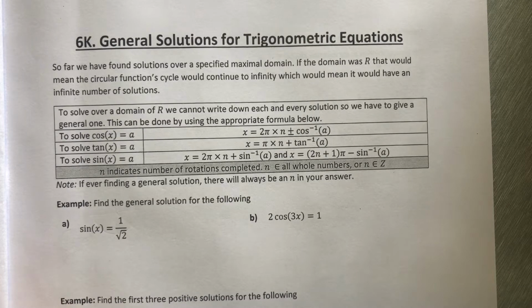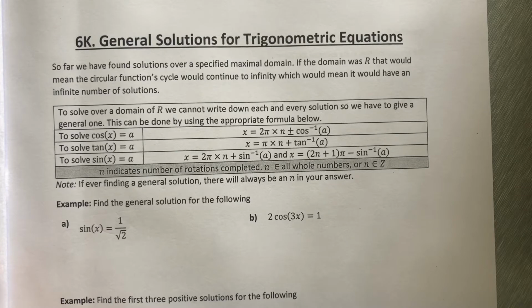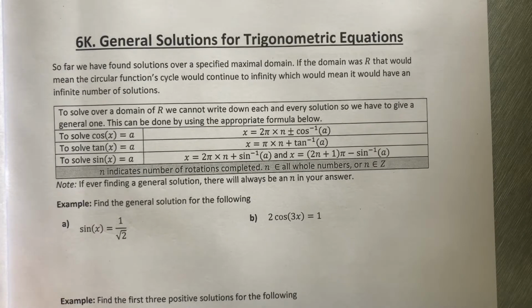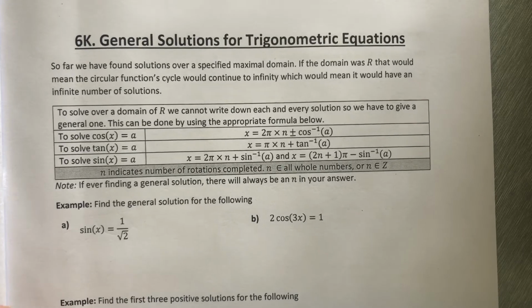You'll see what I mean more so when I do a couple of these examples, but something that's really important is that n is always going to have to be a whole number. There's no half rotations around, it's how many rotations you've completed. So if you're on your first rotation around, you've completed 0. When you're on your second rotation around, you've completed 1, etc, etc. But we can have a bit of a look at that later.